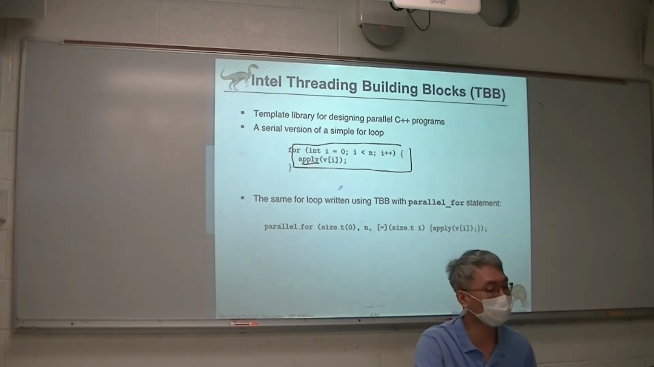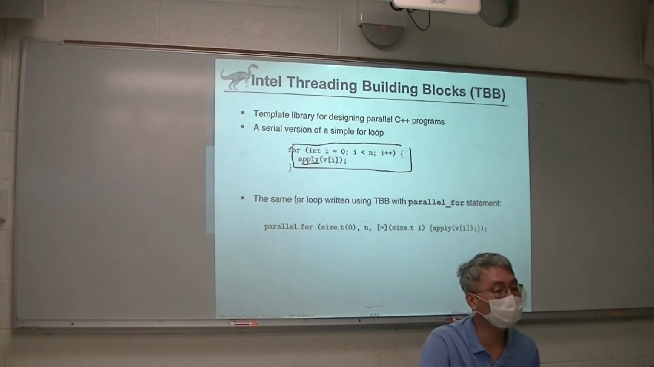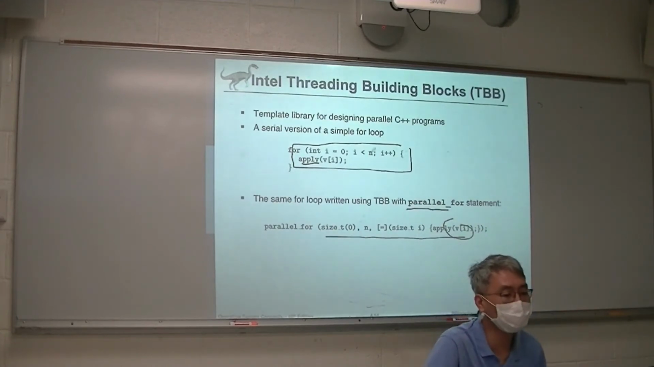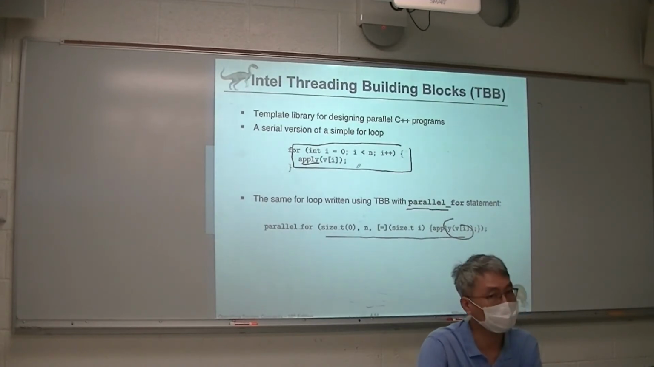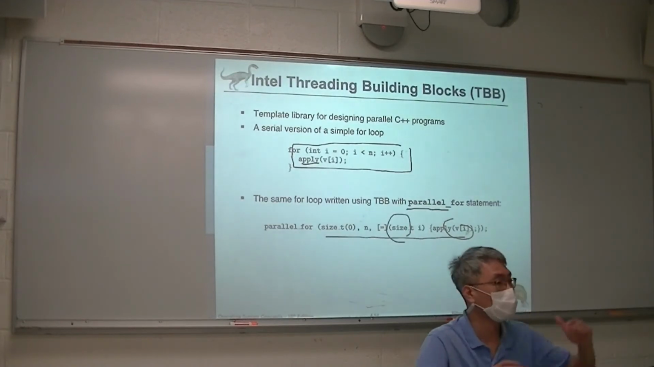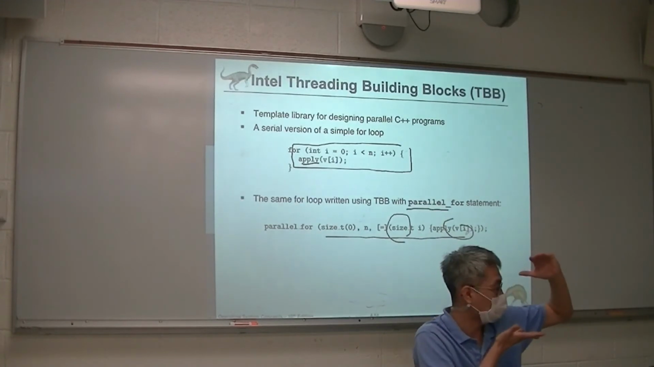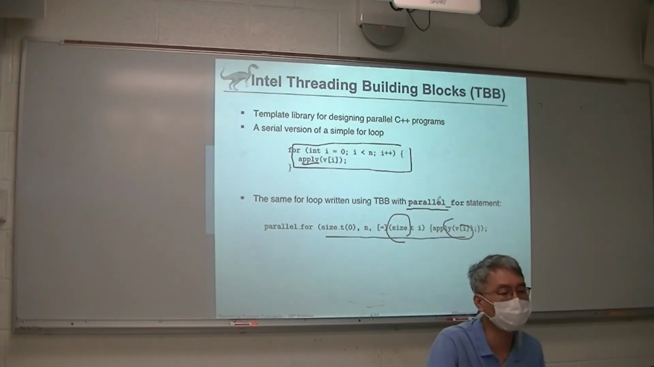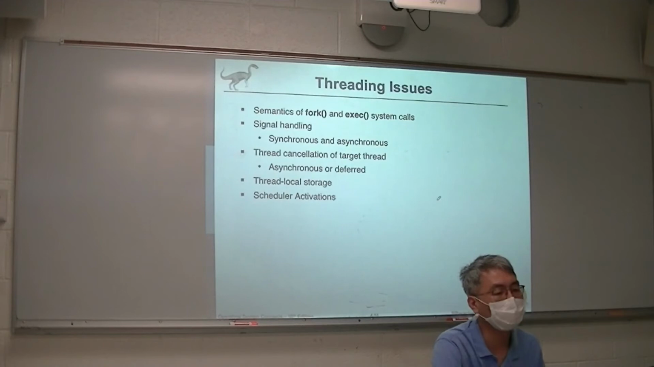N times. But Intel TBB supports something called the parallel for statement. In parallel, this part will be run. So if n is 10, we are going to run apply 1, apply 2, up to apply 10 in serial. But using the parallel for, we can run the 10 applies at the same time. Okay? That is based on the implicit thread. So, Intel Threading Building Blocks.